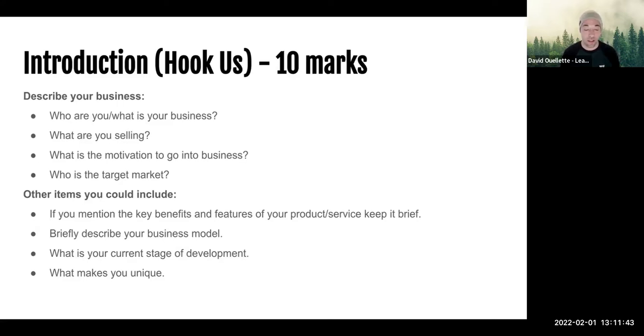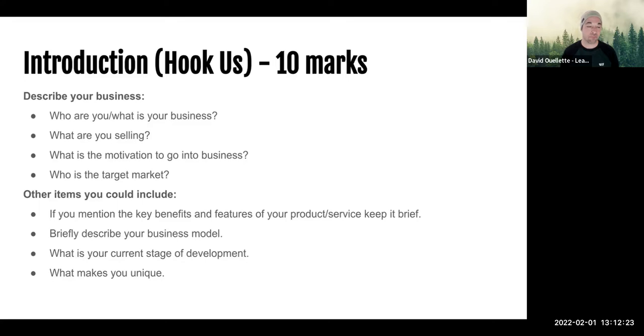Who is your customer? Other things that you could include, but are above and beyond, is you may want to mention a key benefit or feature of your product or service, but keep it brief here. You don't have a lot of time in this slide. You could describe your business model briefly. You could talk about the current stage of development, whether it's just researching or already in existence. And you have the opportunity to talk about what makes you unique. If there was one extra item I would include, it would be this last one. How are you different from the competition out there? What is the unique feature or benefit that you provide to your customers?